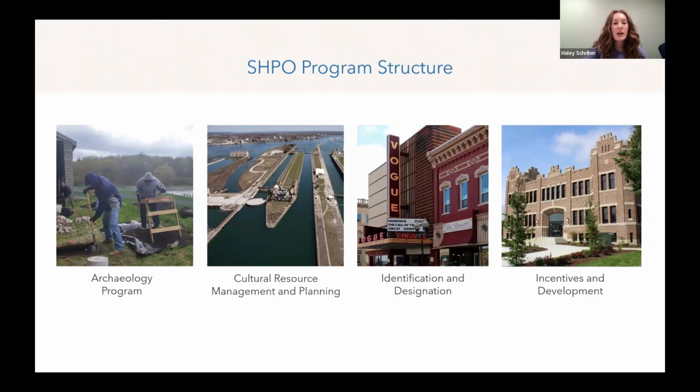The second area is cultural resource management and planning. Some of you might be more familiar with the term Section 106 within this area. Anytime federal monies are used for what's called an undertaking, that requires a review process through our office. So you want to go ahead and contact us as early as possible in that process. The third area is identification and designation. This means survey, National Register of Historic Places nominations, and local historic districts. The fourth area is incentives and development, and that includes the CLG program as well as our historic tax credits.